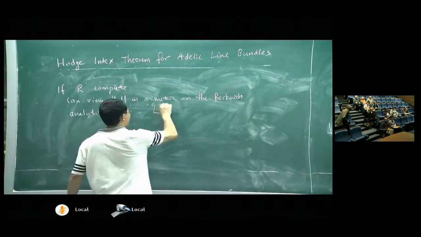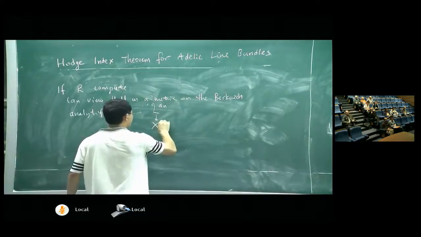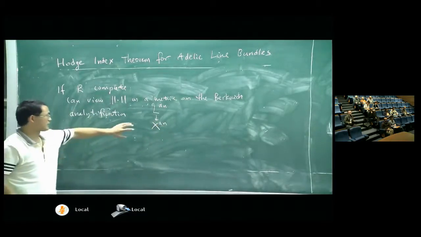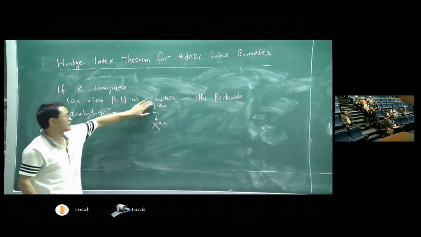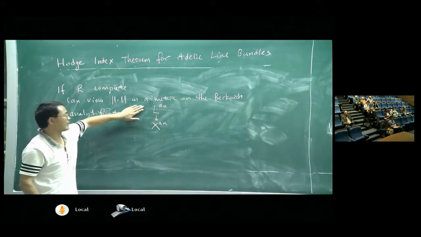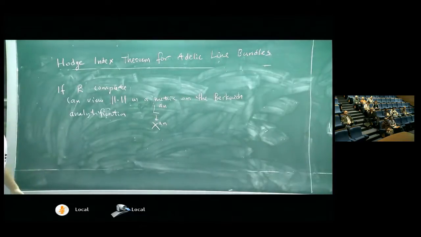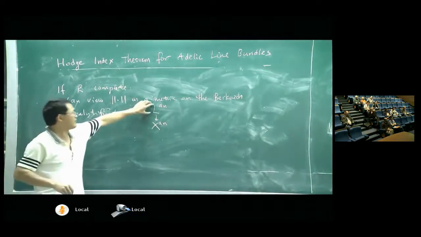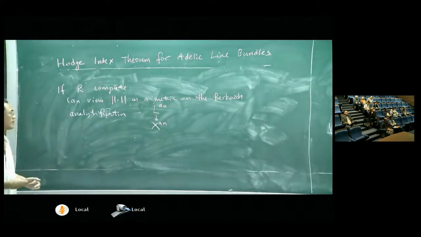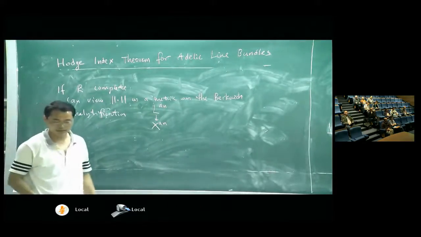L over X. You first take the Berkovich space of X, and now you get an analytic line bundle over X^an. You can define a metric on this one formally. Any question?